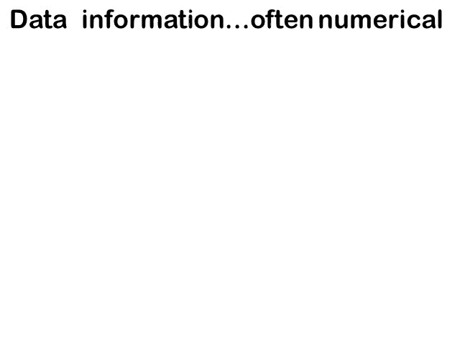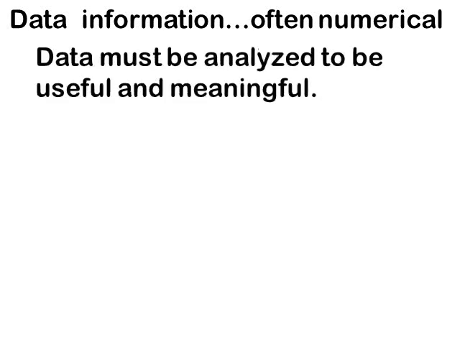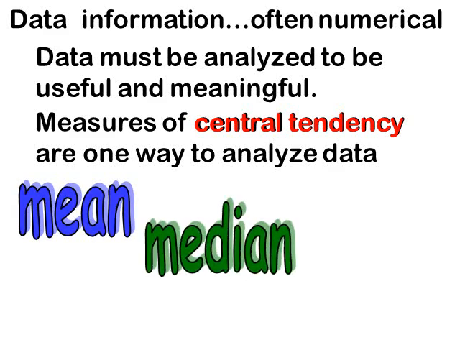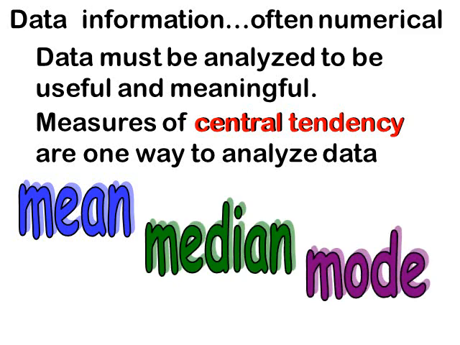What is data? Data is information collected for a purpose. Oftentimes, the data collected is numerical. Data must be analyzed to be useful and meaningful. Measures of central tendency are one way to analyze data. Central tendency means in the middle. Mean, median, and mode are measures of central tendency.